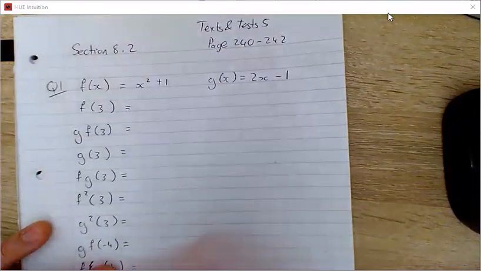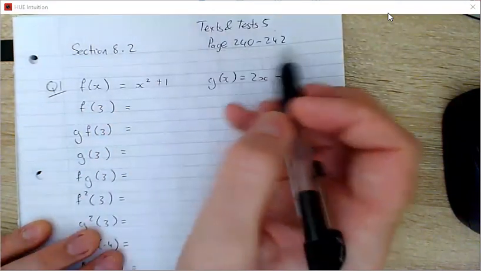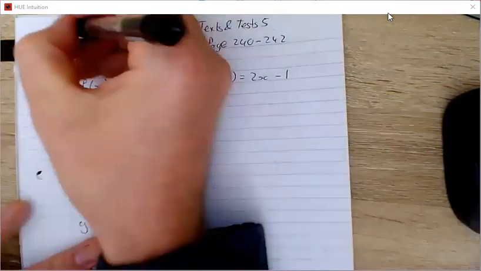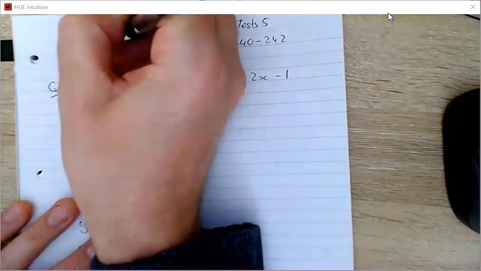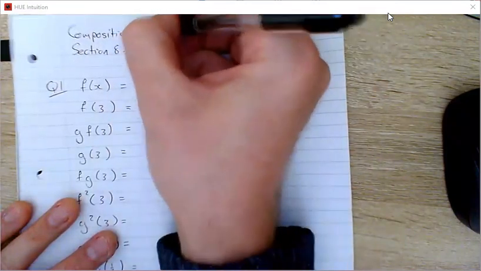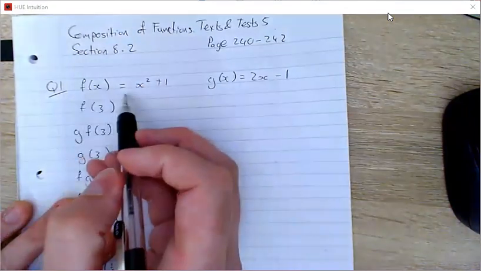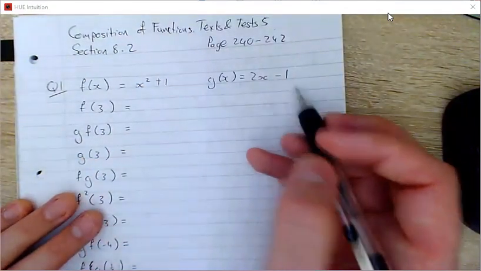Hi guys, we are looking at text and test 5, section 8.2, page 240 to 242. This is composition of functions, and really we're just going to dive straight into some examples to see what composition of functions means. Question 1 gives us two functions, f of x, which is x squared plus 1, and g of x, which is 2x plus 1.